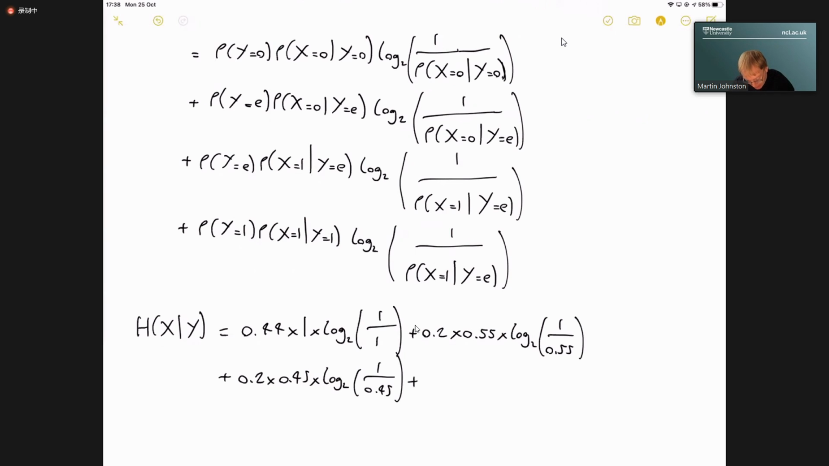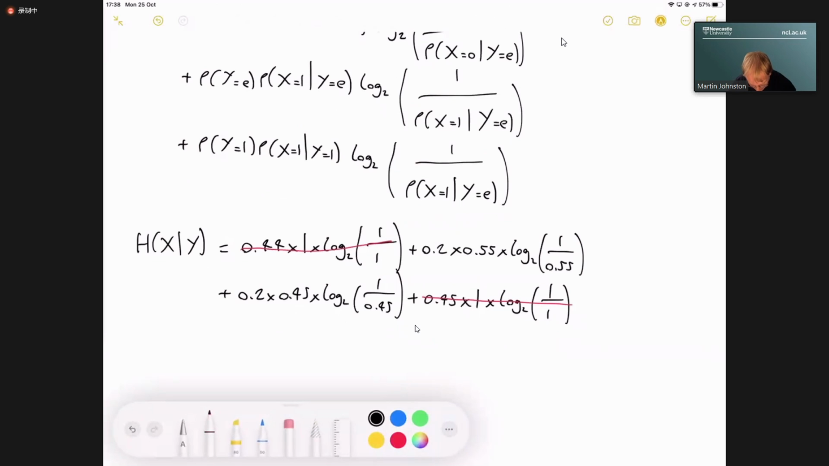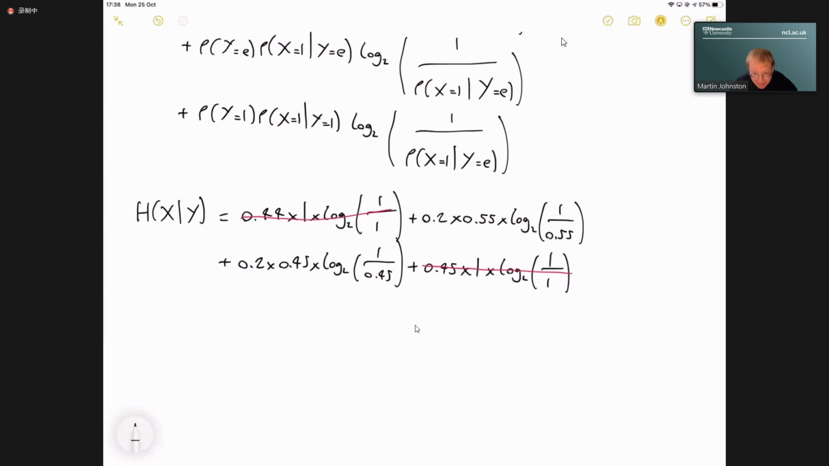And the last term, probability y equals 1, 0.45, times the probability x equals 1 given y equals 1, which is 1, times log to base 2 of 1 over 1. So again, log of 1 is 0. So those terms are going to disappear. So we only have to add up 2 numbers. And if we add those numbers together, what we get is 0.1986 bits per symbol.